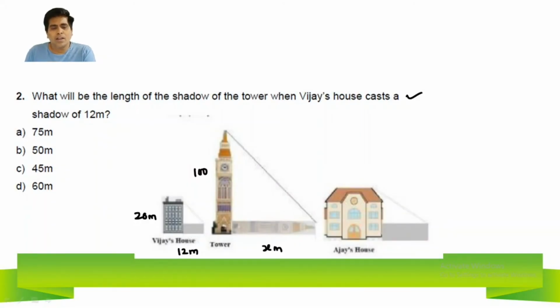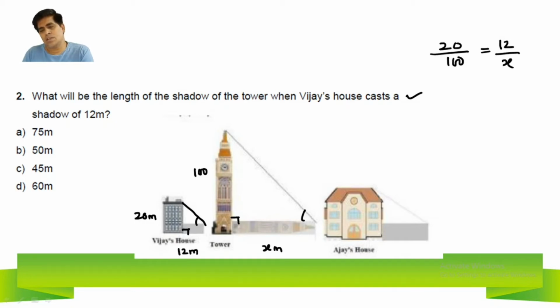So again, you can take this AA similarity. Based on AA similarity, this is 90 degrees and this is theta, and this is 90 degrees as well as theta. So by AA similarity, these two triangles are similar. Then I can compare these two. First I will take the heights: Vijay's house is 20 and the tower height is 100, equal to the shadows. Shadow of Vijay's house is 12 meters. Now the tower's shadow is changing here, it is x meters.